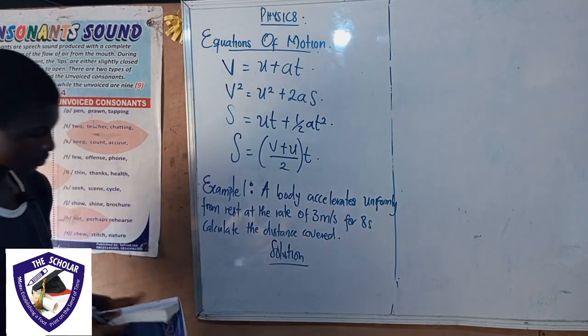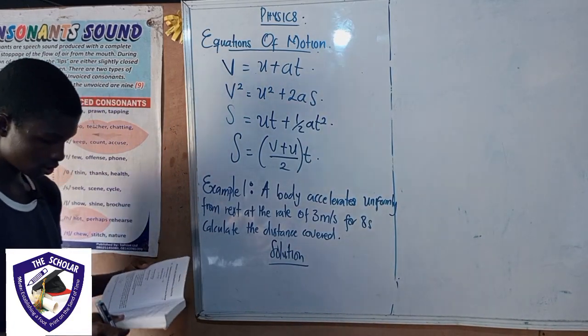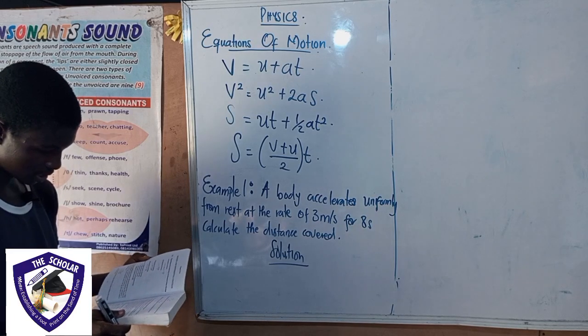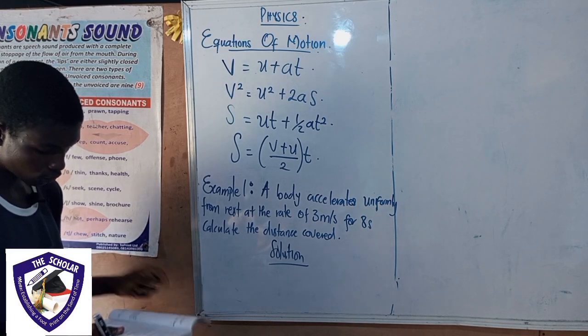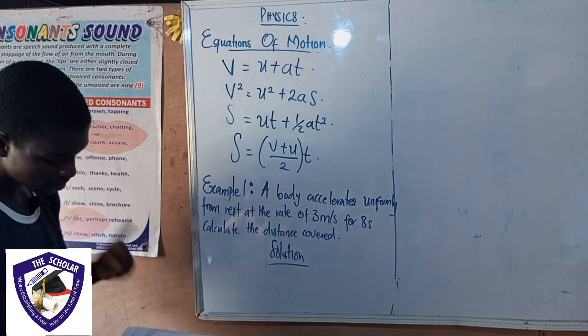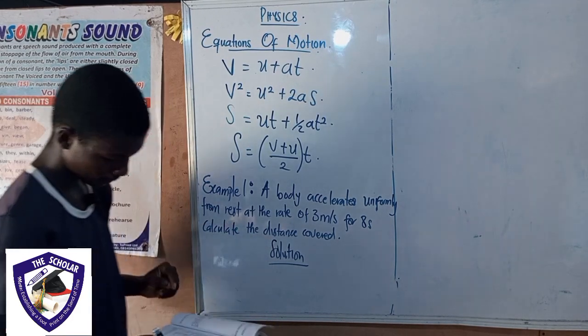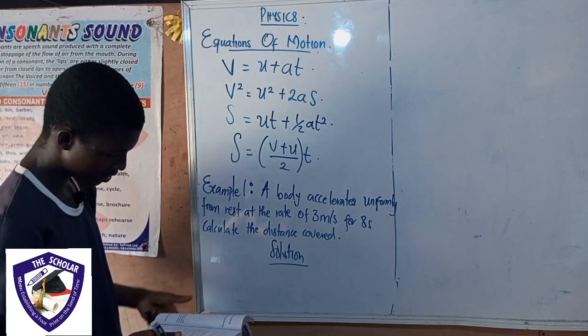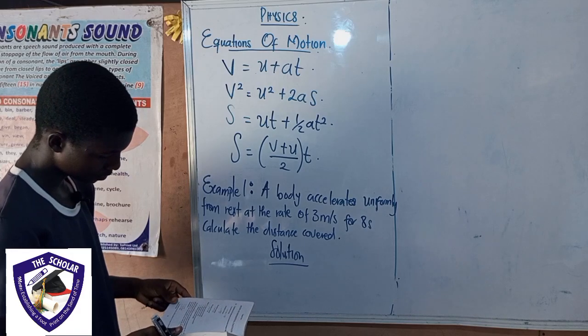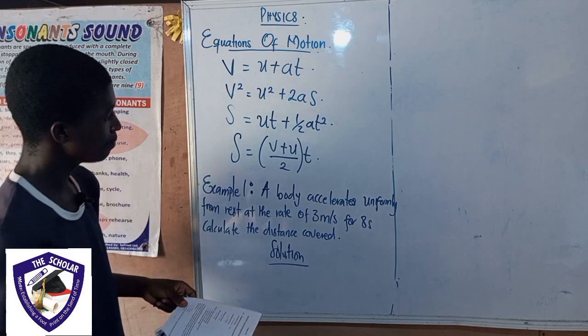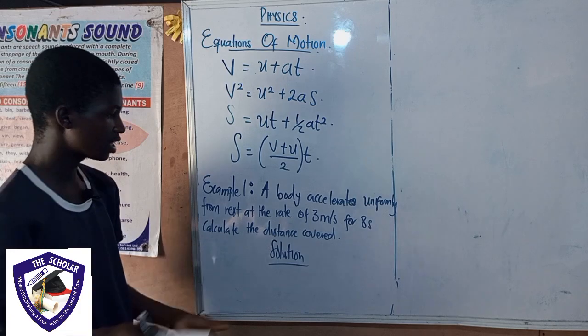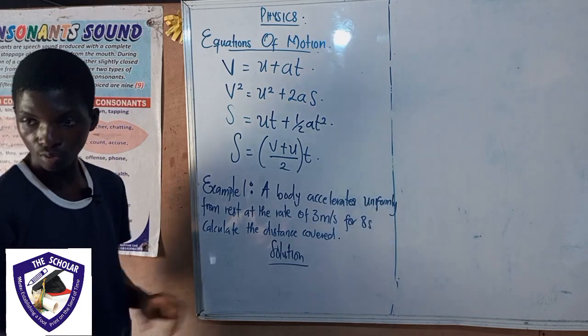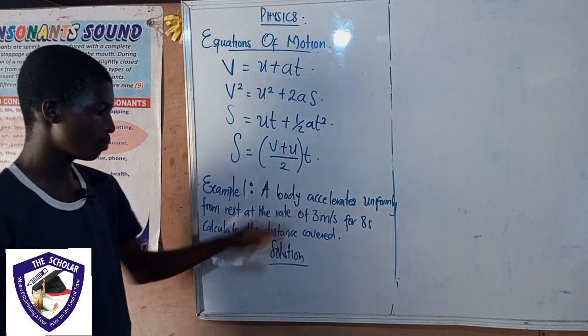Now, take a look at this. The question says a body accelerates uniformly from rest at the rate of 3 meters per second for 8 seconds. Calculate the distance covered by the body. Now here, check it very well. Step number 1 is to be able to identify your parameters.